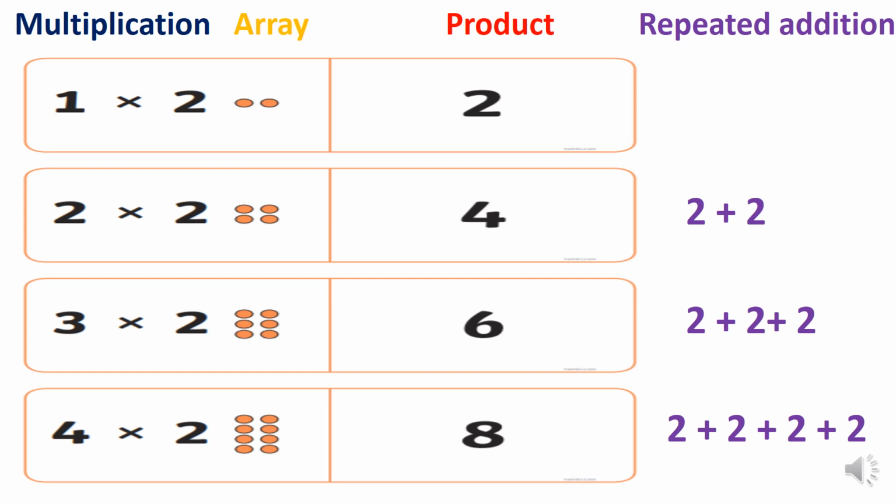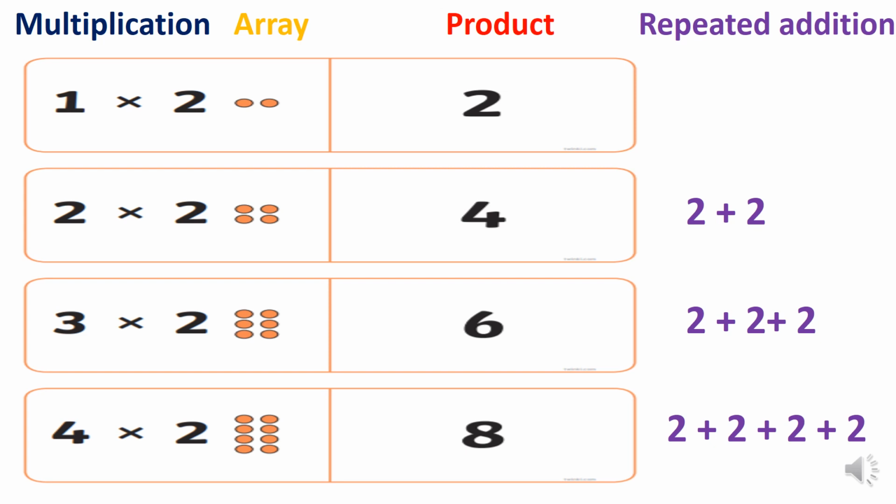But if you look at my arrays, you can see each time I've added 2 more. So they're getting larger. They are increasing by 2 every single time. And remember what we said about doubles? Well, we can tell that we've doubled that number. So 1 times 2 is 2 because double 1 is 2.